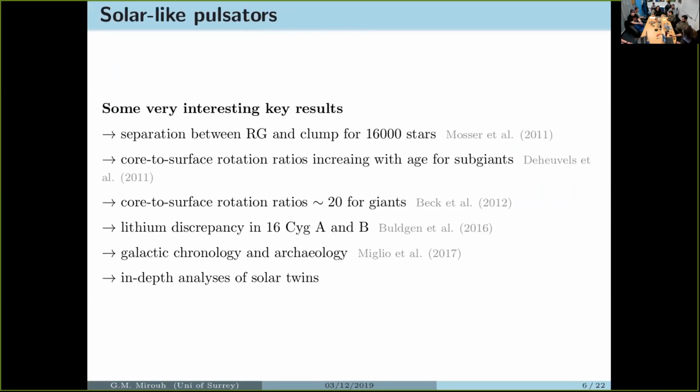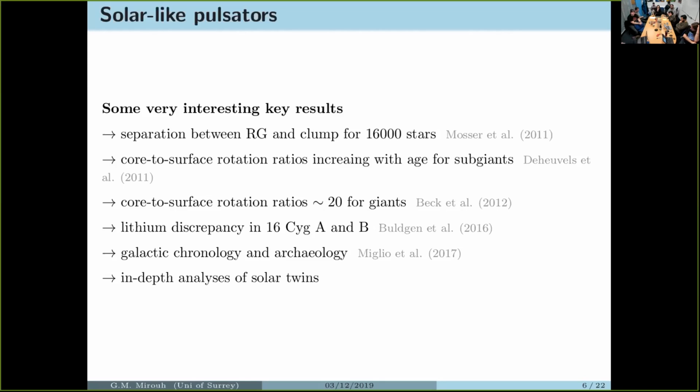There are some very interesting results that were obtained from this. We were able to do statistics, basically, so separate between red giants and clump stars for a sample of 16,000 stars from Kepler, and to compute core-to-surface rotation ratios increasing with age for subgiants. Basically, we see that in subgiants, the core accelerates and the envelope spins down while the star goes through the Hertzsprung gap. We were able to compute core-to-surface rotation ratios. That's about 20, so the core rotates 20 times faster than the envelope for red giants.